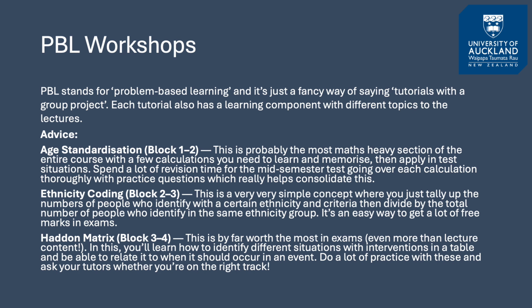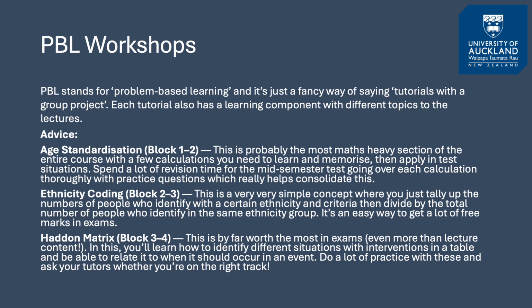The second is ethnicity coding. This is a very simple concept where you just tally up the numbers of people who identify with a certain ethnicity and criteria, and then divide by the total number of people who identify in the same ethnicity group. And it's an easy way to get a lot of free marks in exams.